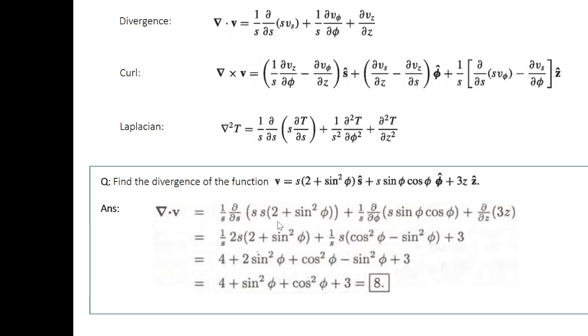You can compute this. The first term gives you 1 over s times 2s into (2 plus sine square phi), plus the derivative of the second term, which is 1 over s into s (cos square phi minus sine square phi), and the derivative of 3z is 3. So you have 4 plus 2 sine square phi plus cos square phi minus sine square phi plus 3. So you have 2 sine square phi minus sine square phi, which is sine square phi, plus cos square phi. This is 1. So 4 plus 1 plus 3. This is going to be 8.